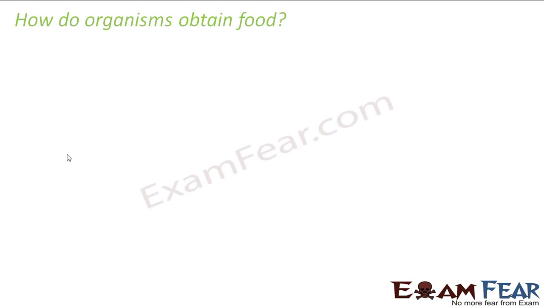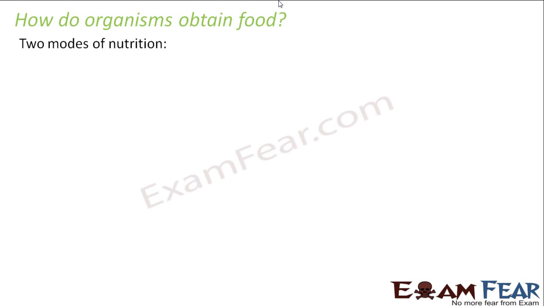So now let us look at the first part of nutrition, that is how do organisms obtain food. From where do the different types of living organisms get their food? Let us see what are the ways by which organisms get their food. Now there are two modes of nutrition. What do I mean by modes of nutrition? That means the way by which an organism gets its food.